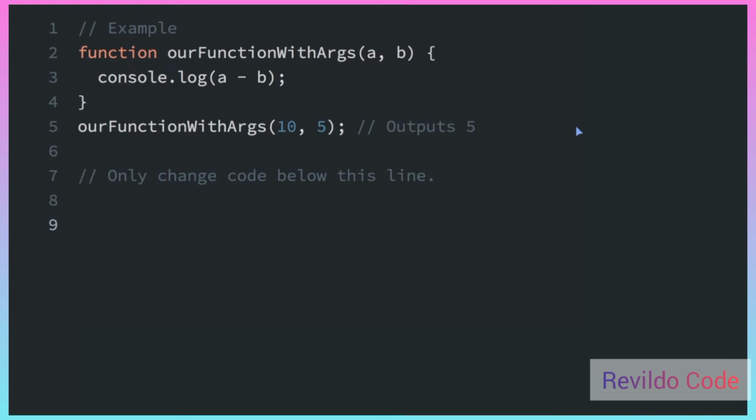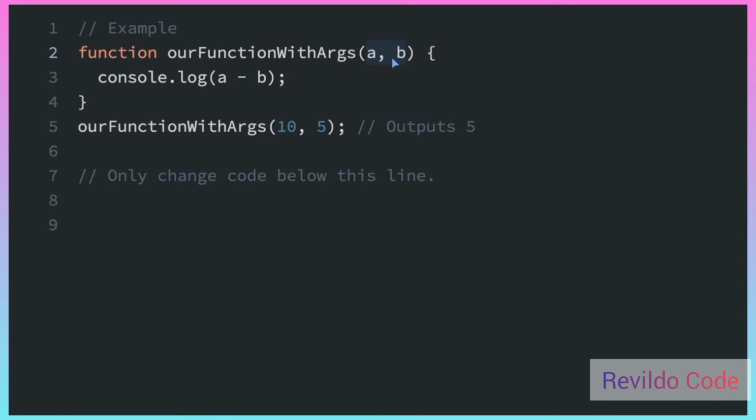Parameters are variables that act as placeholders for the values that are to be input to a function when it is called. So we have defined a function right here called our function with args, and inside the parentheses we see the letters A and B. Now, these can be any name. We could call these anything, not just A and B. They could really be any words up here.